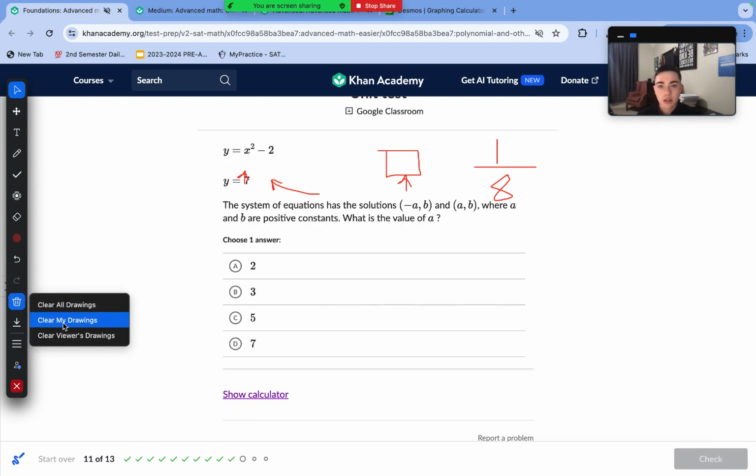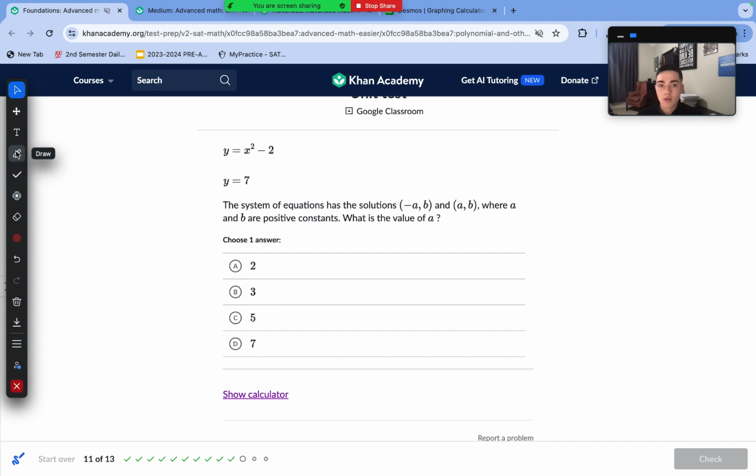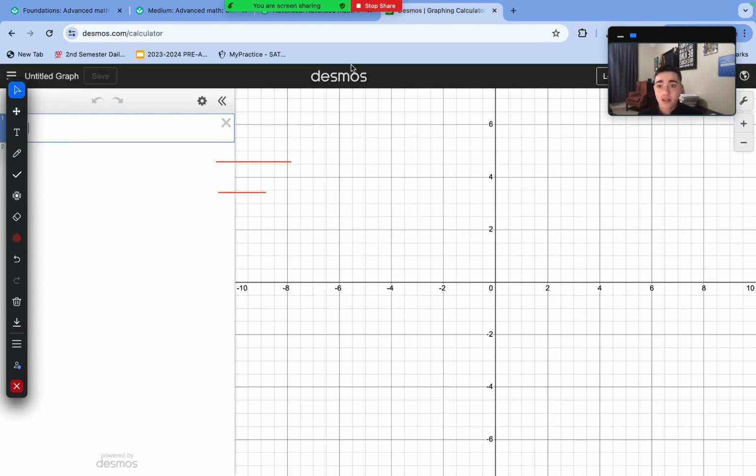This next question, the system of equations is shown where a and b are both positive constants. What is the value of a? So right here, I would just recommend substituting both of these into Desmos, and then we can see our actual solutions. So let's go ahead and do that.